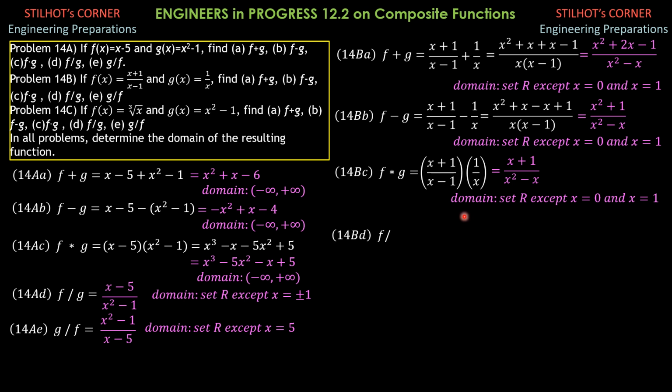14d, we have f divided by g. So that's (x plus 1) over (x minus 1) divided by 1 over x. Simplifying, this becomes x squared plus x, all over x minus 1. So the domain this time is the set of real numbers except x is 0 and x is positive 1. Because when x is 0, this becomes undefined. f of x will be undefined when x is 1.